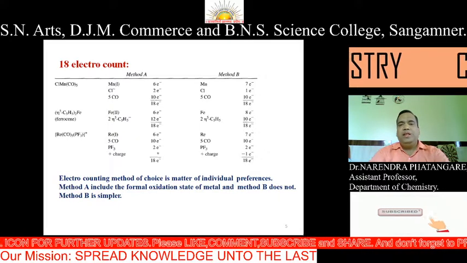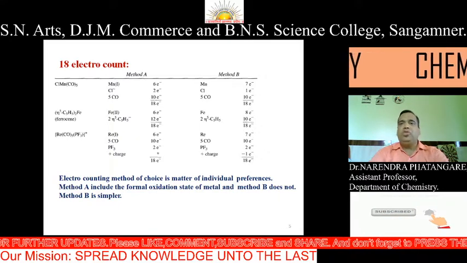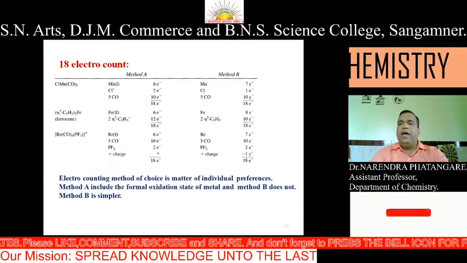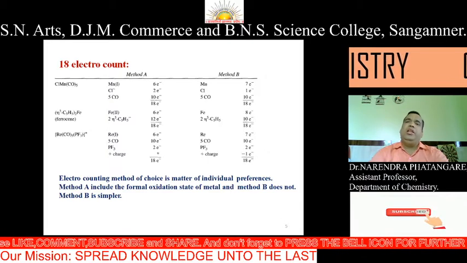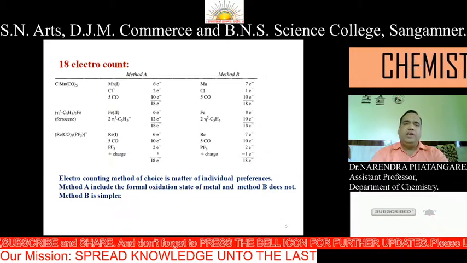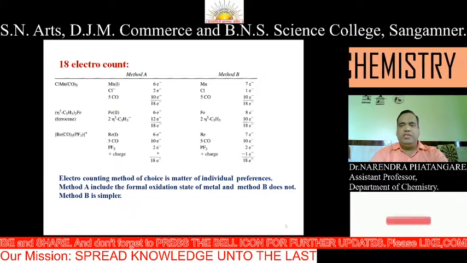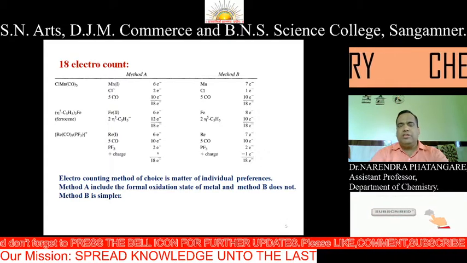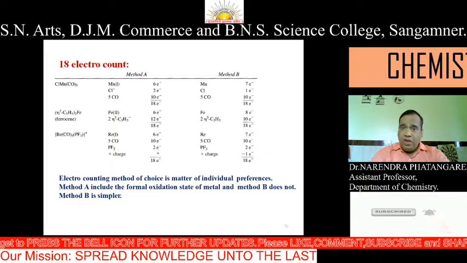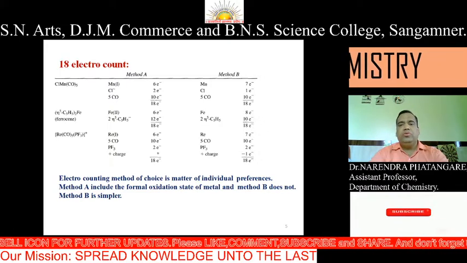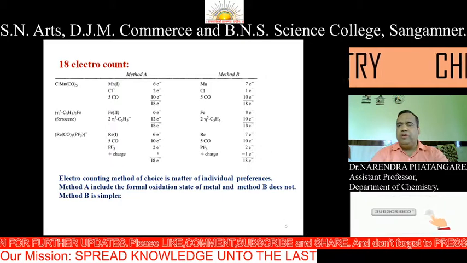Again, in method B, that is the neutral ligand method. Mn is normally 4s2 3d5, therefore Mn is 7 electrons. Chlorine 1 and 5 CO 10 electrons. The total electron count easily becomes 18. Then in the case of Fe, 8 electrons, 4s2 3d6, therefore 8 valence electrons are there, and 2 cyclopentadienyl rings are there which have eta 5, that means hapticity is 5. So 5 into 2, therefore 10 electrons, and the total electron count becomes 18.